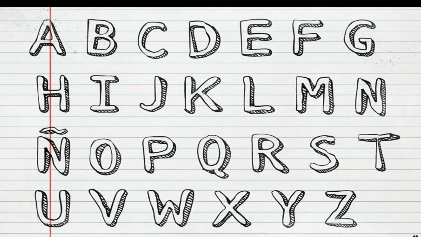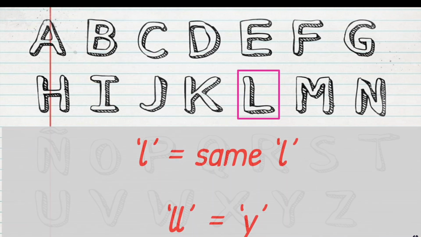La letra L. La letra L, mira, ok, ¿dónde está? Cuando está solo, es el mismo sonido. Pero cuando es doble L, hace ya, el sonido de ya. Por ejemplo, me llamo. Es el ya sound.